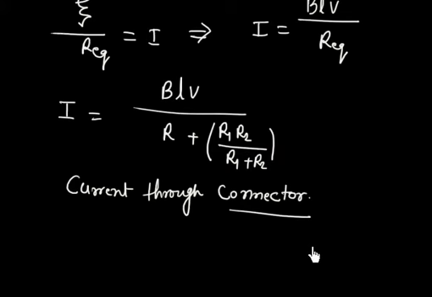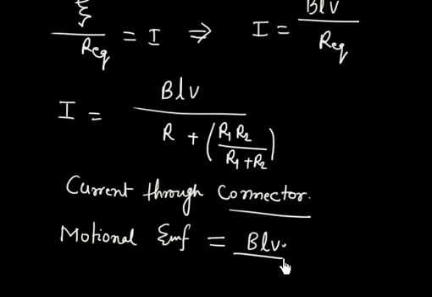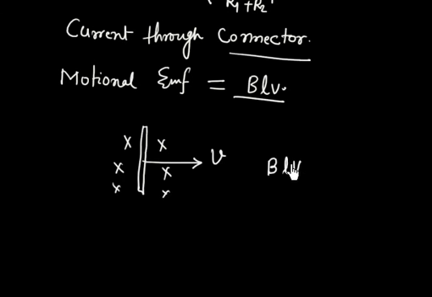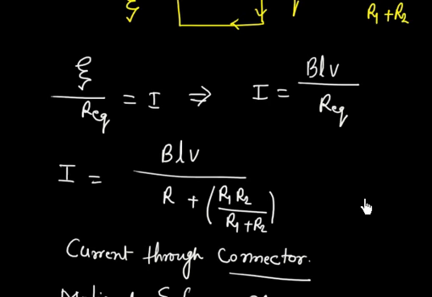One important point you have to think about is motional EMF. In this problem, we have learned something called motional EMF, and the value of motional EMF is BLV. If you have a rod moving in a magnetic field with a velocity v, then the induced EMF is BLV. Are you getting or not? So this is the thing we have learned in this problem.